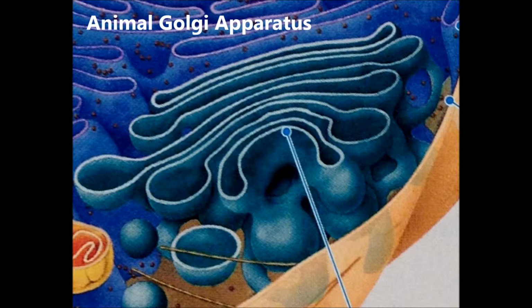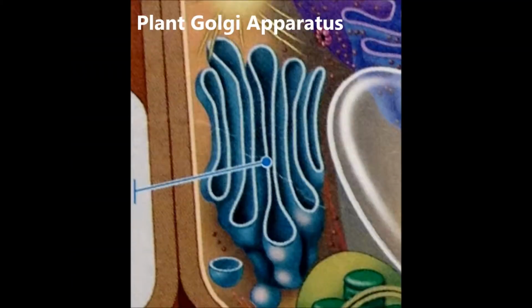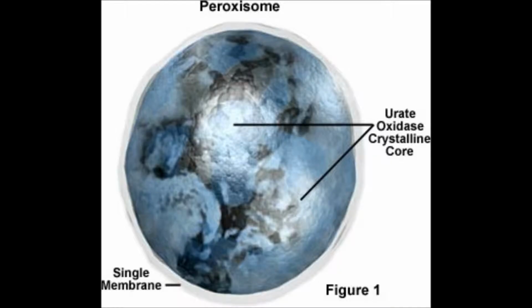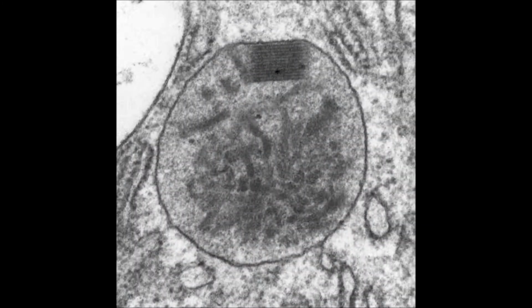Outside of the endoplasmic reticulum is the Golgi apparatus. Its main function is to sort all cell products. The Golgi apparatus is kind of like the planner of the cell. It helps keep everything organized. And then there is this really fun thing called a peroxisome, which produces hydrogen peroxide within the cell.